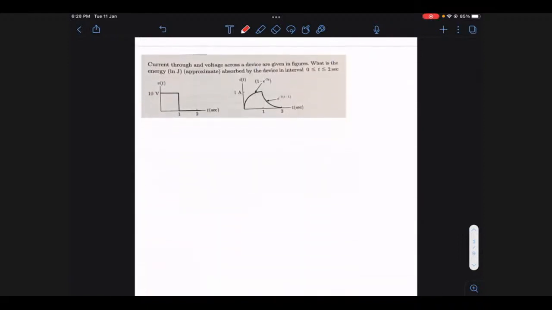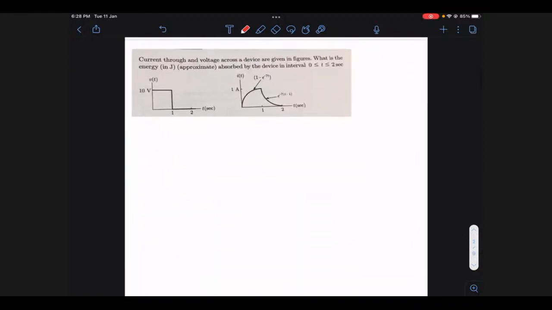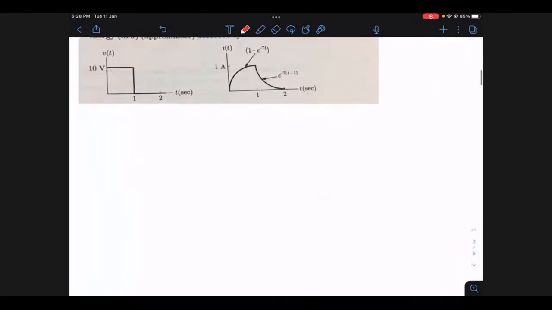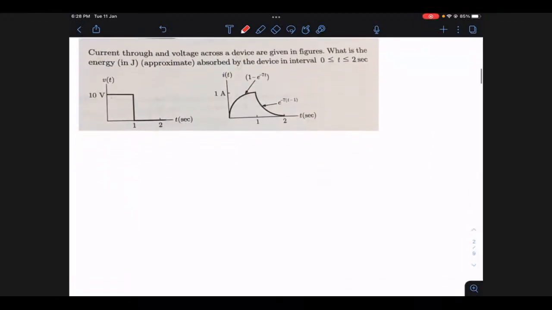So now let's go to the second question. The second question is: current and voltage across the device are given in the figures. What is the energy in joules approximately absorbed by the device between 0 and 2?